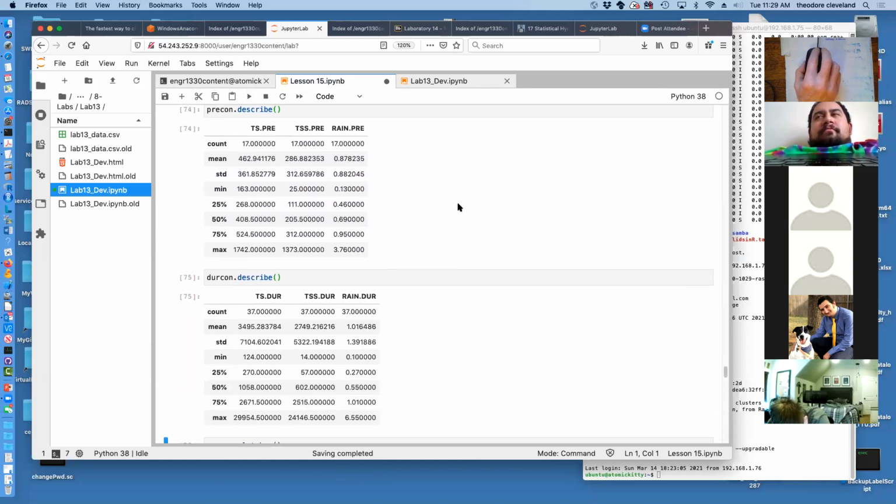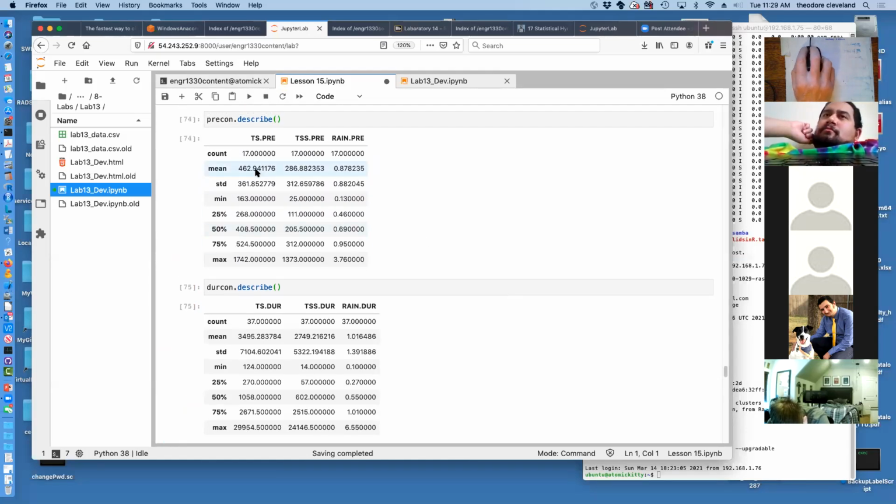So we're using our friendly describe function, and let's see what we can observe simply from the 5-number description. Let's do total suspended solids. Is the value of total suspended solids in the pre-construction phase, what can you say about that relative to the during construction phase? So somebody volunteer and interpret these two describe functions.